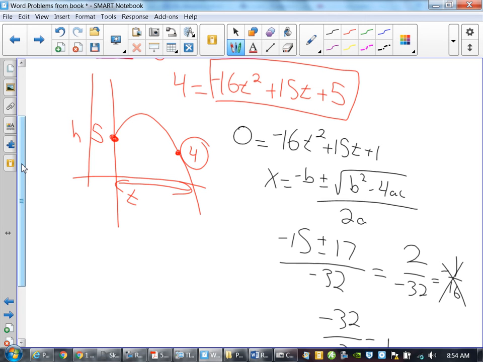Knowing myself, I don't like to factor problems that have negative a values. I always screw those up. So I'm not going to do that. That's just my own personal way of avoiding that problem.